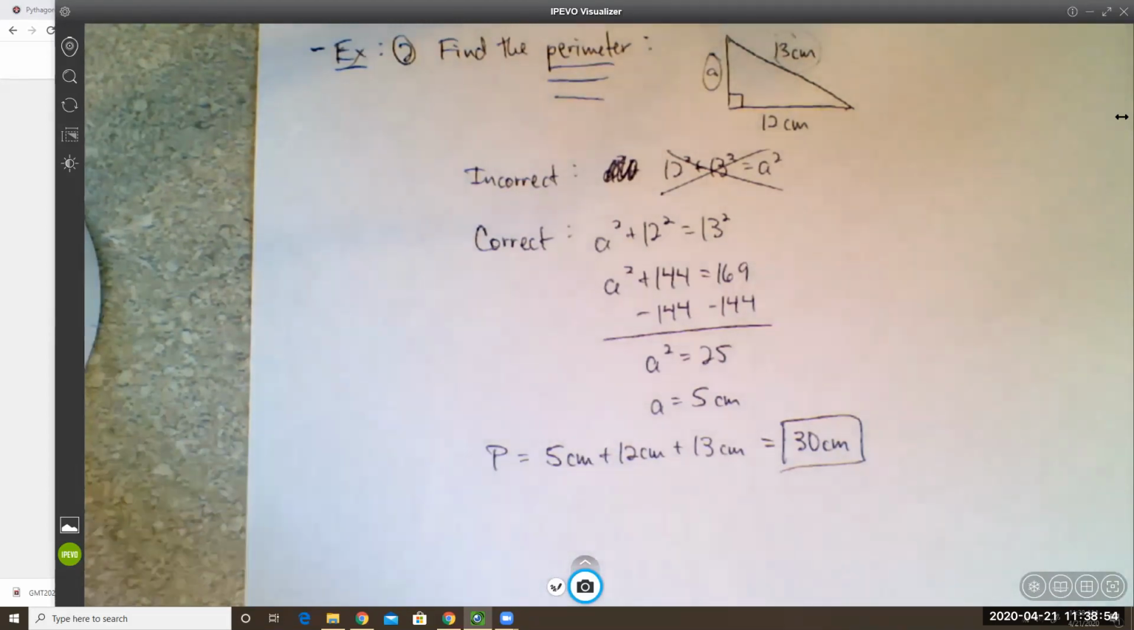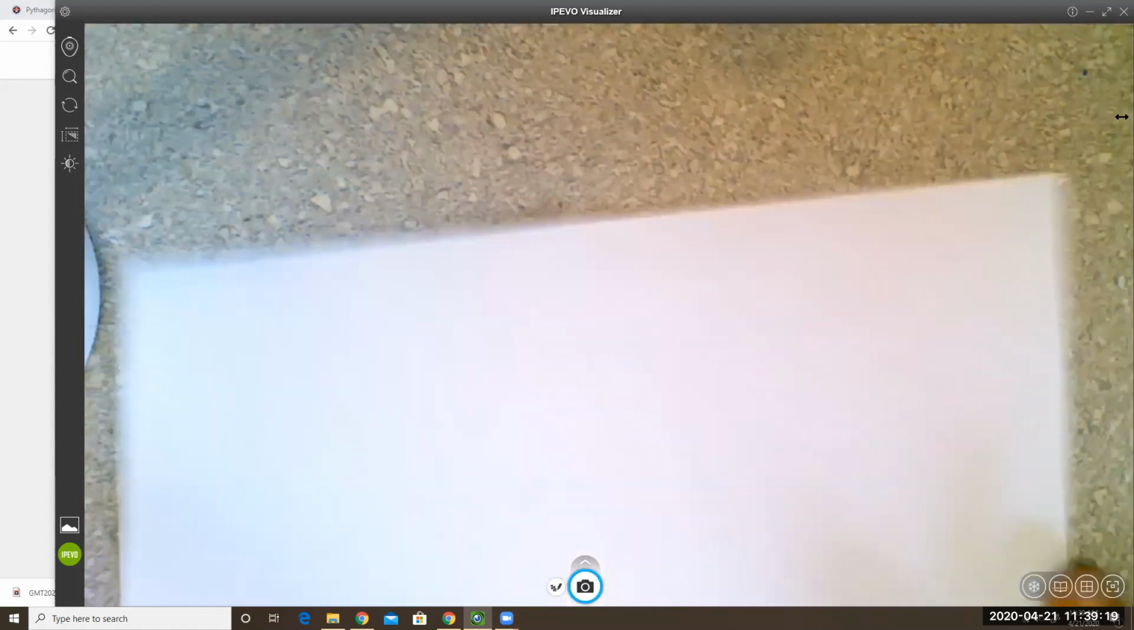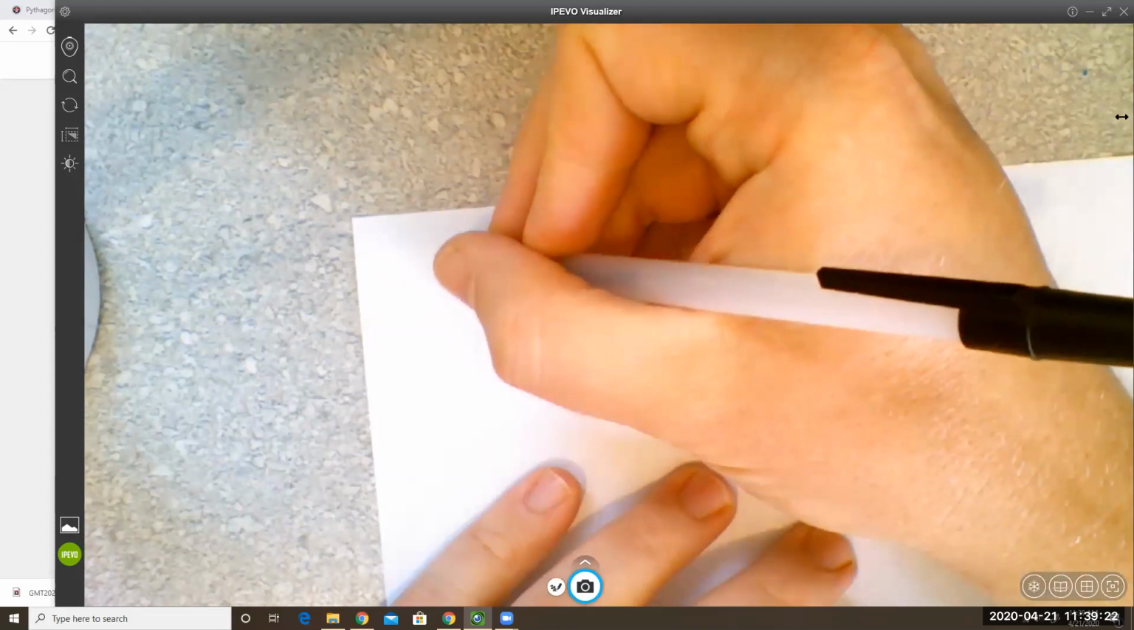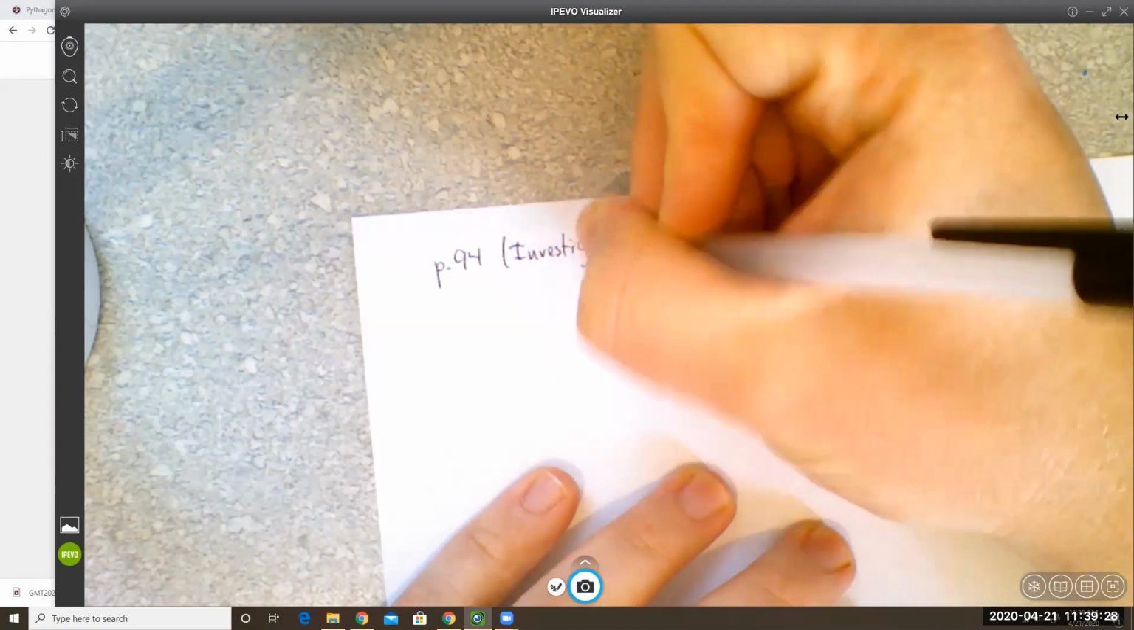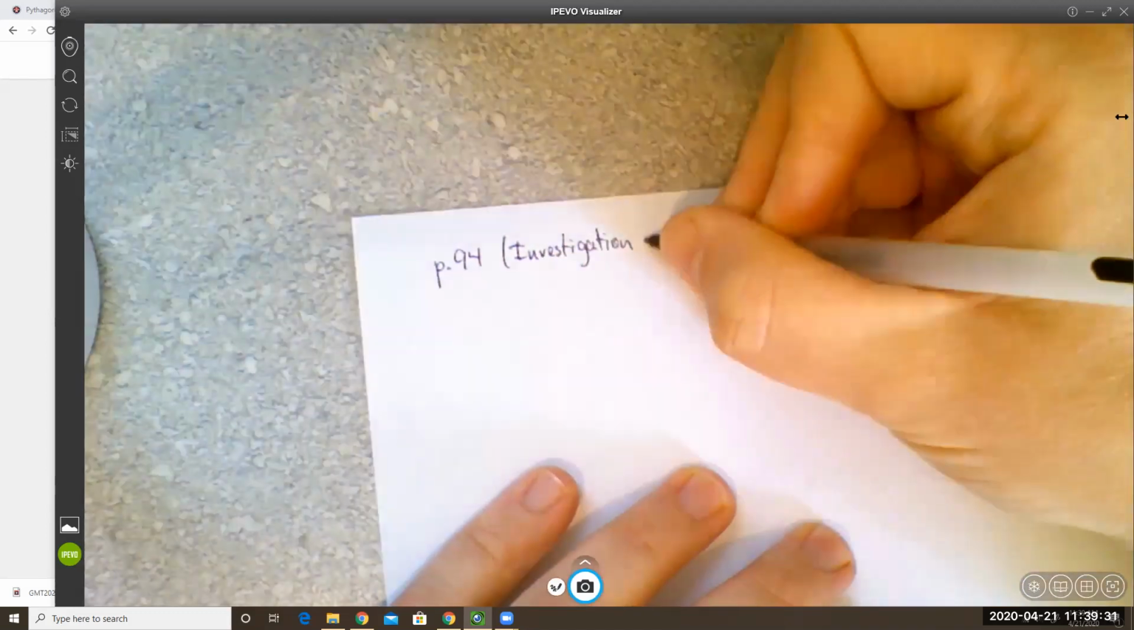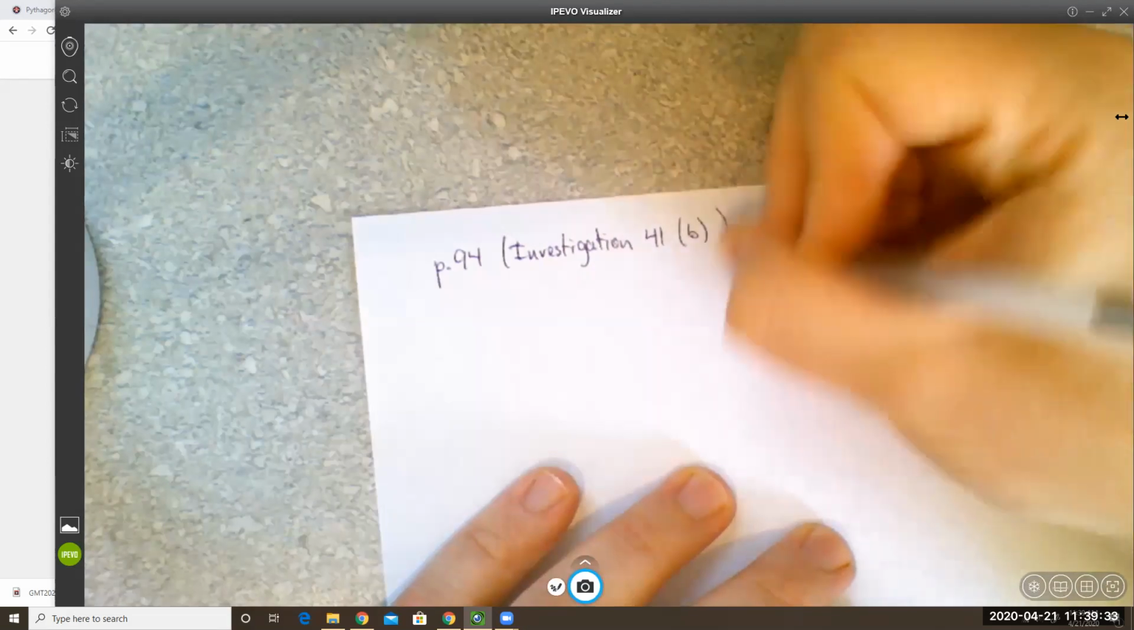Okay, once again, not terribly difficult, but I want to do one from the book that I thought was kind of fun, a little bit more challenging. So this is on page 94 of your textbook. It's investigation 41, and I want to do part B on that investigation.